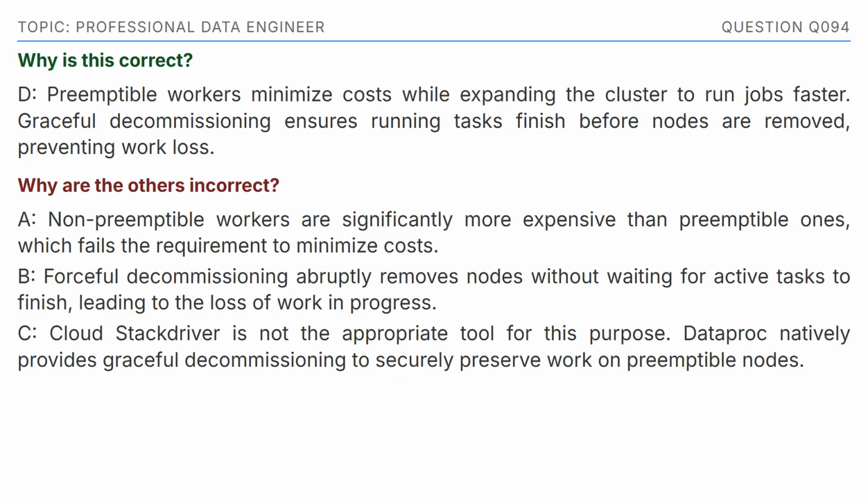A. Non-preemptible workers are significantly more expensive than preemptible ones, which fails the requirement to minimize costs. B. Forceful decommissioning abruptly removes nodes without waiting for active tasks to finish, leading to the loss of work in progress. C. Cloud Stackdriver is not the appropriate tool for this purpose. Dataproc natively provides graceful decommissioning to securely preserve work on preemptible nodes.